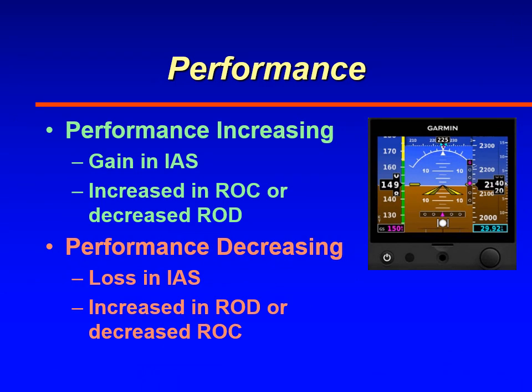Performance changes with low-level wind shear can either be classified as performance increasing or performance decreasing. Performance increasing shears mean that you'll gain indicated airspeed and also notice either an increased rate of climb or a decreased rate of descent. Whereas a performance decreasing shear means that the aircraft will experience a loss of indicated airspeed and either an increased rate of descent or a decreased rate of climb.